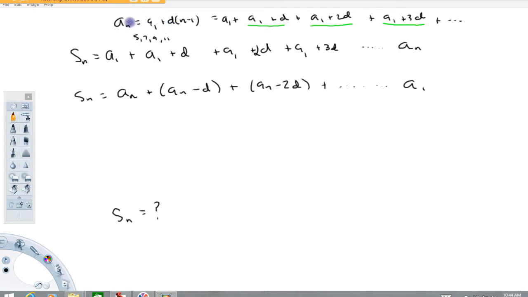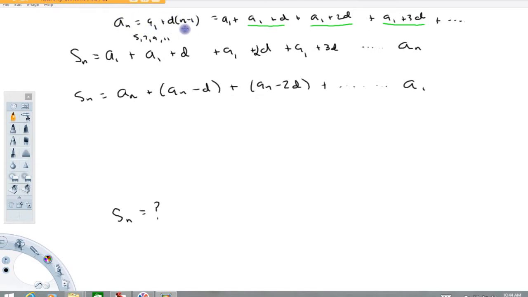In general, a formula for the nth term of the sequence looks something like this. It's equal to A1, where the A1 represents the first term, in this case 5, plus some difference times the quantity n minus 1. And again, this is starting at n equals 1.